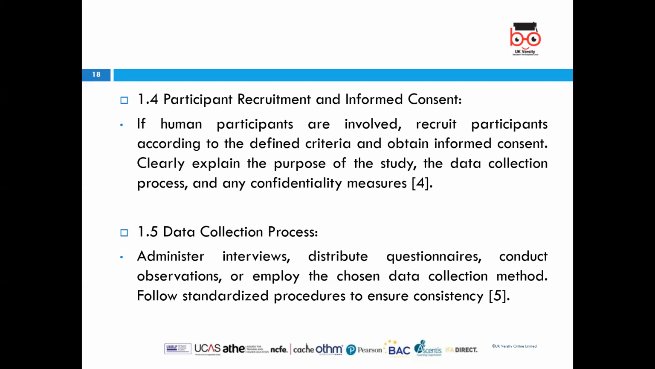Then participant recruitment and informed consent. So in this process, you need to identify what type of participants would be suitable for your research. So basically, whether you're going to use random sampling or whether you're going to use purposive sampling, wherein the participants need to possess certain characteristics for inclusion into the sample. And then how are you going to recruit participants?